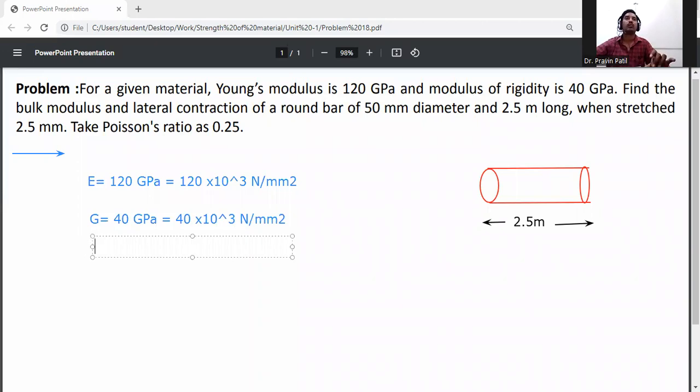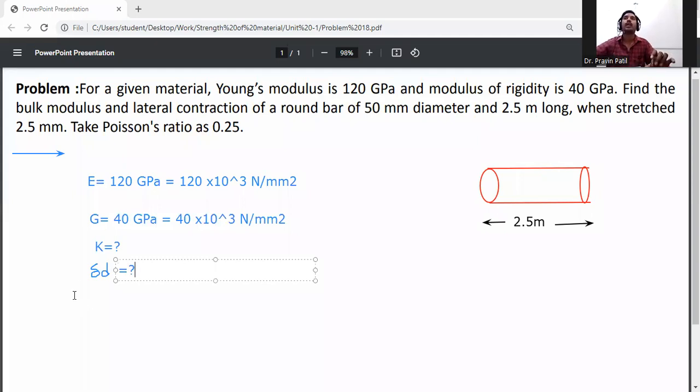Then next, find the bulk modulus, that is K is equal to question mark. Then lateral contraction of the round bar, that means delta D. We need to calculate the change in diameter. That is delta D is equal to question mark.